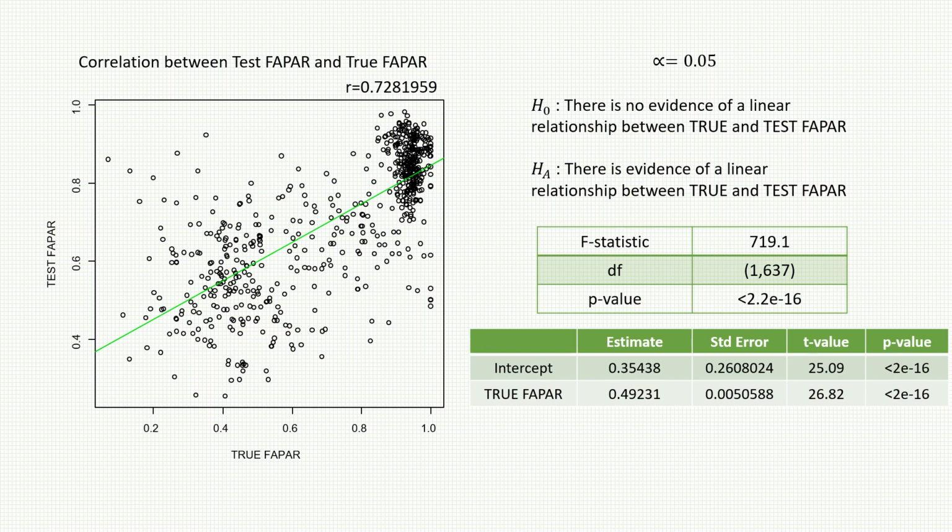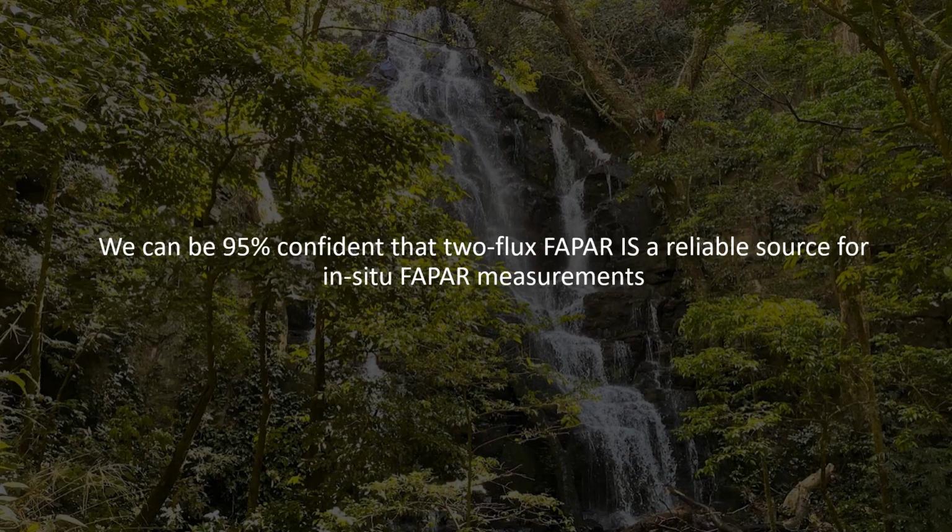To answer the first question of this analysis, I plotted the 2-flux FA-PAR to the 6-flux FA-PAR. Since the Pearson correlation coefficient was around 0.72, which is right on the verge of being a strong correlation, I conducted a simple linear regression hypothesis test just to make sure. As you can see, the p-value was very small. This leads me to my first conclusion that we can be 95% confident that 2-flux FA-PAR is a reliable source for in situ FA-PAR measurements.